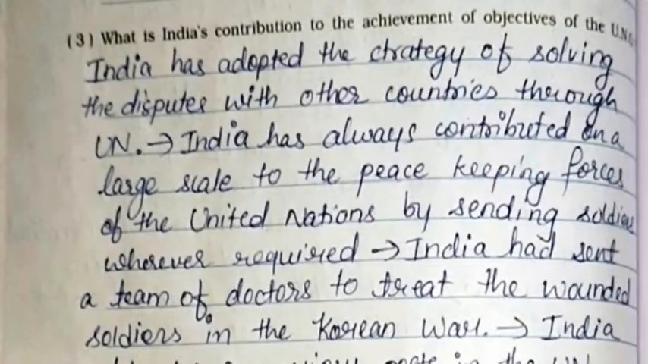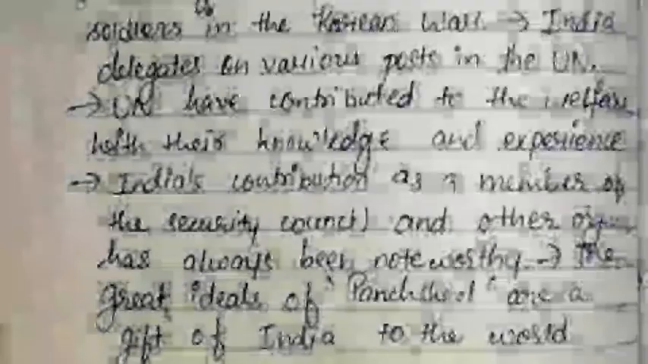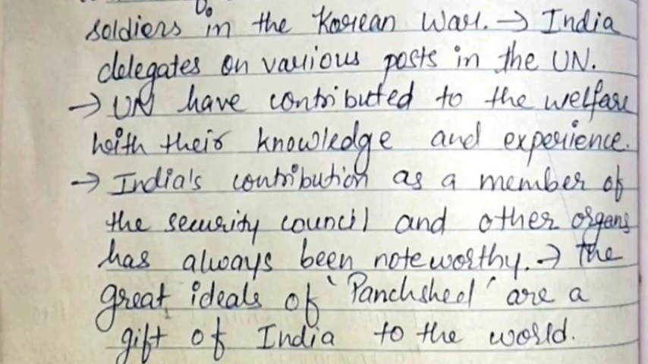Third one, what is India's contribution to the achievement of objectives of the UNO? India has adopted the strategy of solving the disputes with other countries through UN. India has always contributed on a large scale to the peacekeeping forces of the United Nations by sending soldiers wherever required. India had sent a team of doctors to treat the wounded soldiers in the Korean War. Indian delegates on various posts in the UN have contributed to the welfare with their knowledge and experience. India's contribution as a member of the Security Council and other organs has always been noteworthy. The great ideals of Panchsheel are a gift of India to the world.